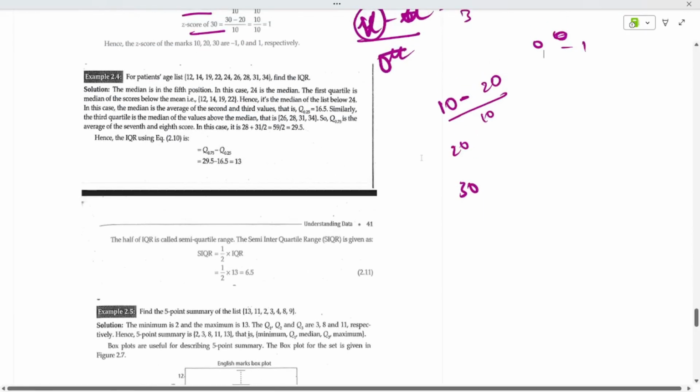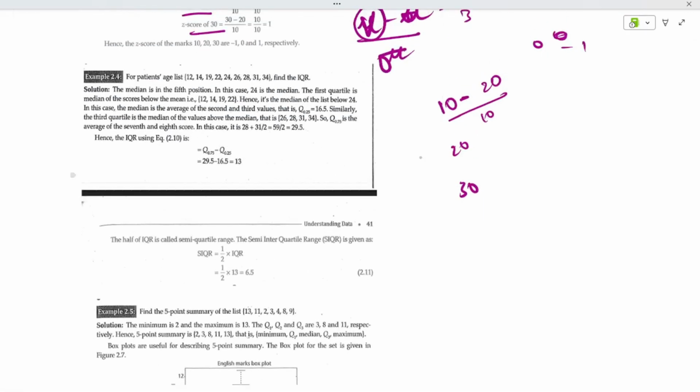Next is IQR, that is the interquartile range. See, they have given a patient list, an age list. Find the IQR, the interquartile range, you should find out. See, first the fifth position is 1, 2, 3, 4, 5. Okay, this is the median. Here also 1, 2, 3, 4 elements are there. So it is the middlemost element which you consider as the median. The first quartile is the median of the left side, and the third quartile is for the right side, that is, greater than the median.